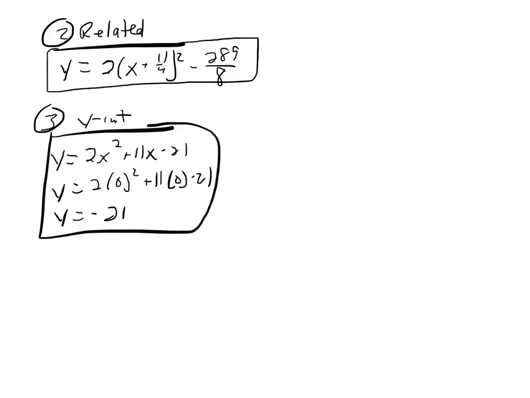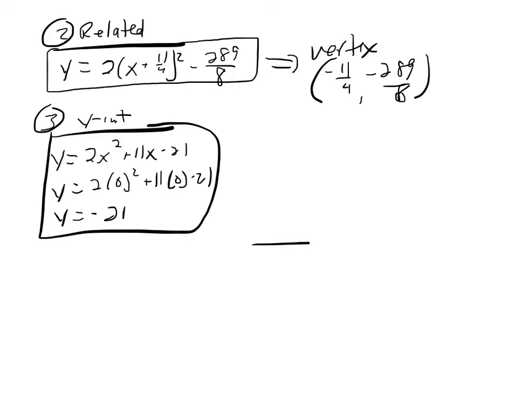So graphing this now should be pretty simple. From this here, we get a vertex of negative 11 fourths, negative 289 divided by 8. We have the y-intercept of negative 21. We have the roots of negative 7 and 3/2.